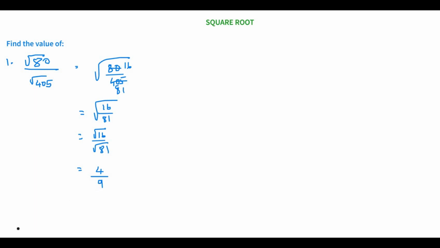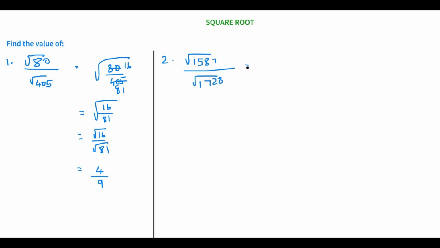Now let's see the second example for today. Our second example is the square root of 1,587 divided by the square root of 1728. Again the same thing, both are not square numbers. We are going to repeat the same steps. I'll take the square root outside, and we have 1587 divided by 1728. Now let's see in which table these two are divisible.